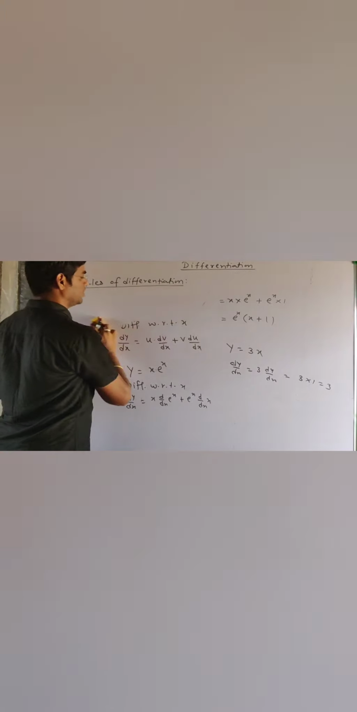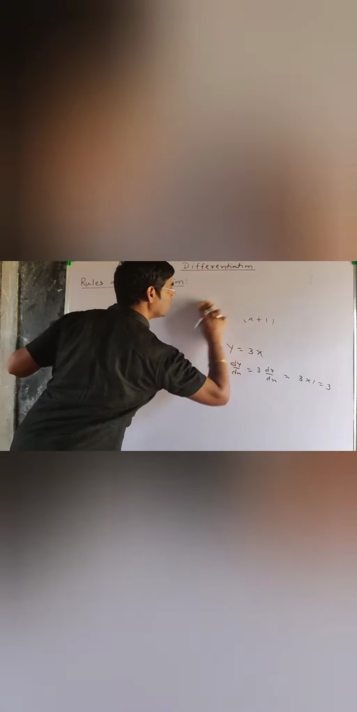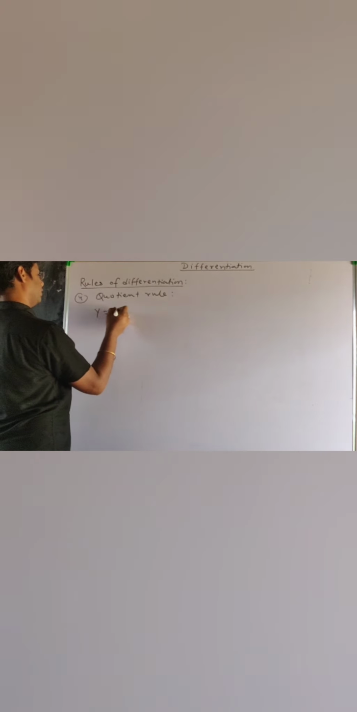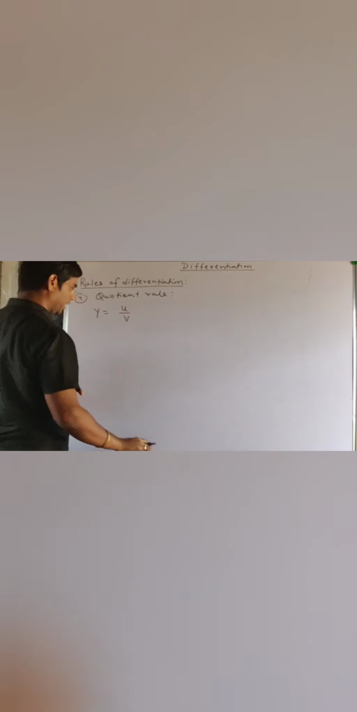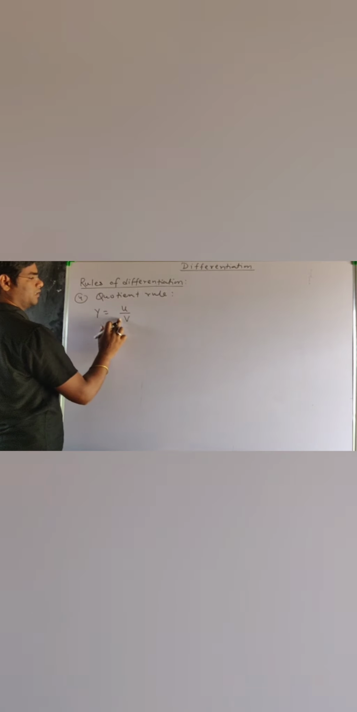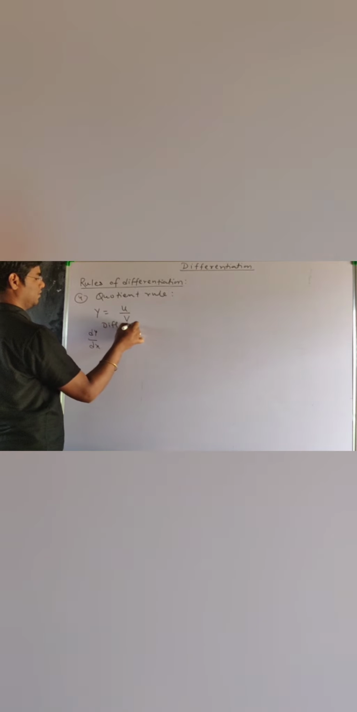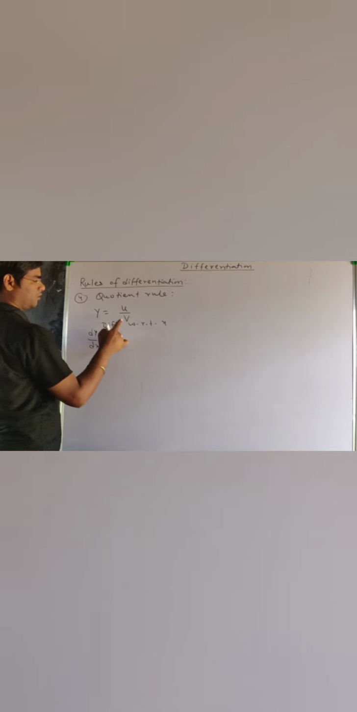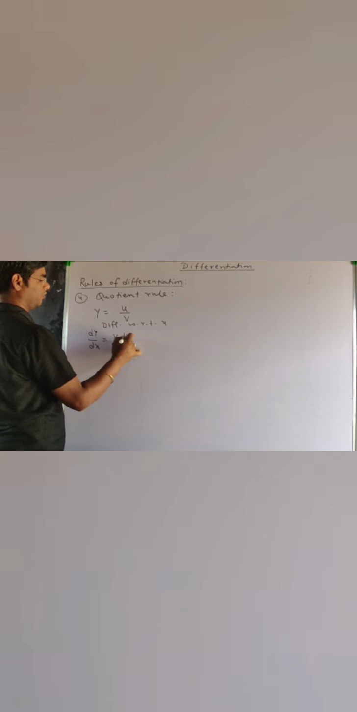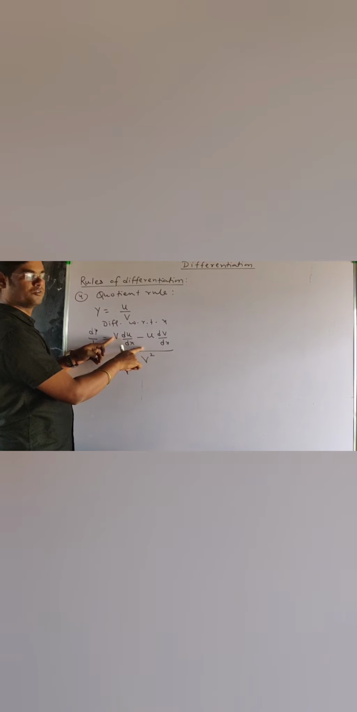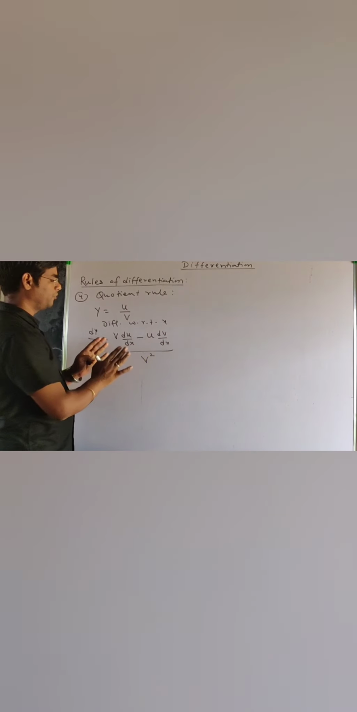The last rule is what? Quotient rule or division rule. The fourth rule is the u upon v rule, the division rule. Suppose you have two variables in division, then you cannot directly apply du by dx and dv by dx. So how to do the differentiation? Differentiating with respect to x, the answer is: you have to start from v into derivative of u minus u into derivative of v, upon v square. Always start from v into derivative of u minus u into derivative of v, upon v square.